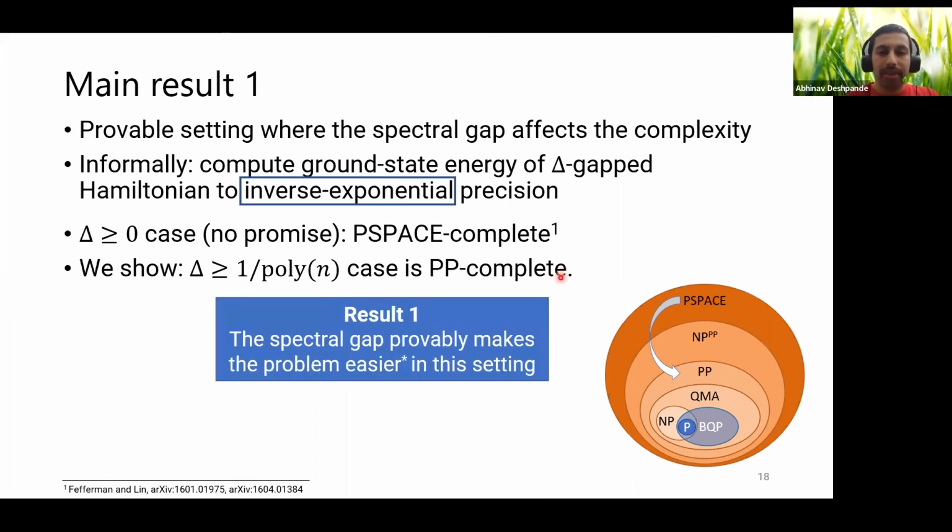So the spectral gap probably makes the problem easier in the setting of inverse exponential precision. You should take this with some grain of salt because it's merely going from something very, very hard to something very hard. But nevertheless, that does not deter us from saying that it may be true in general.